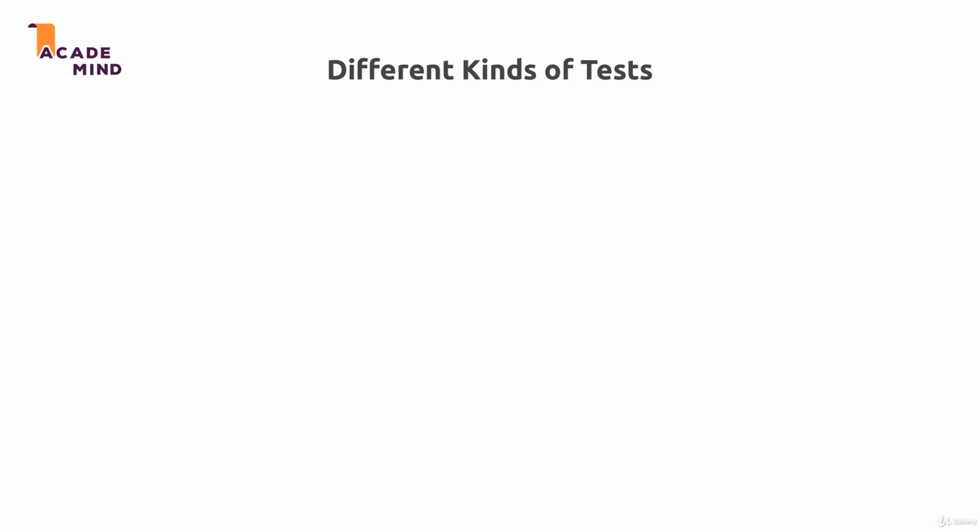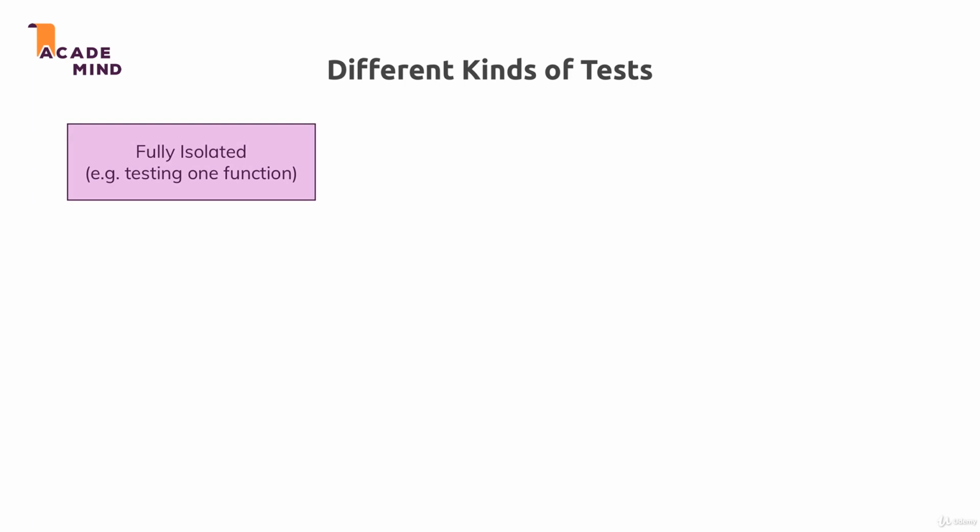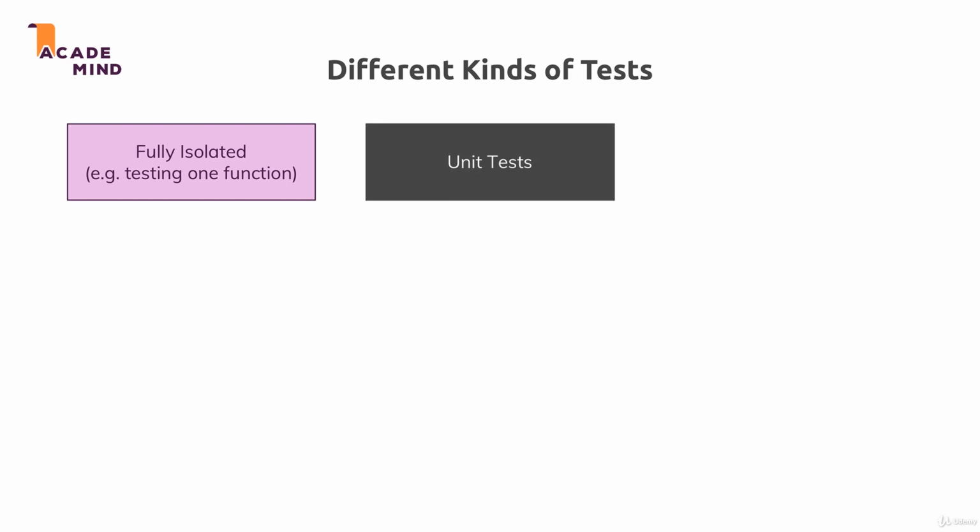And there we have different kinds of tests. We have some tests that test a fully isolated piece of code. Let's say a function that takes some input and returns some output. We can test such a function with a test because it has a clearly defined structure, and we can say for input X and Y, we expect to get output Z. And that would be a so-called unit test because we test a single isolated unit of our application.